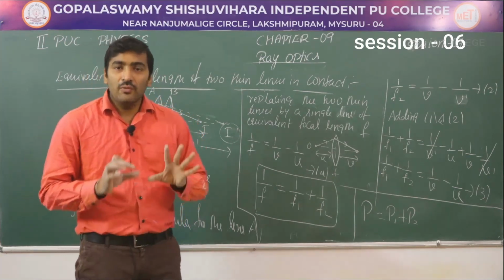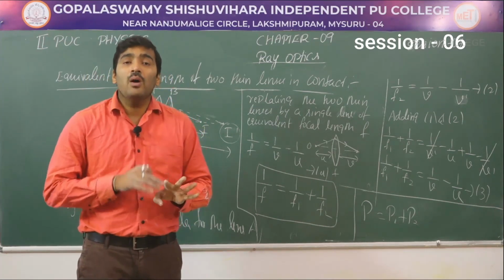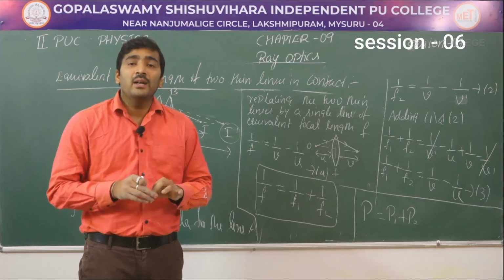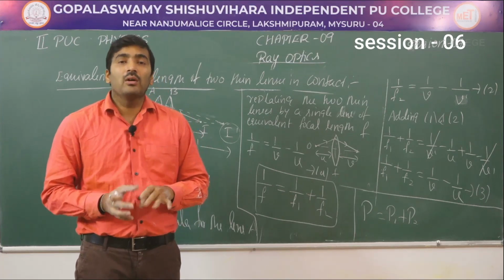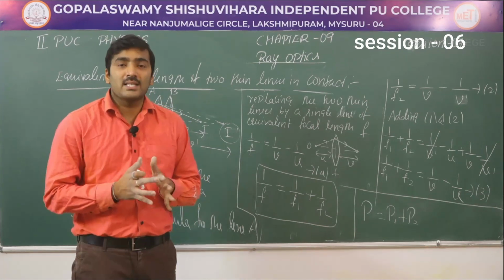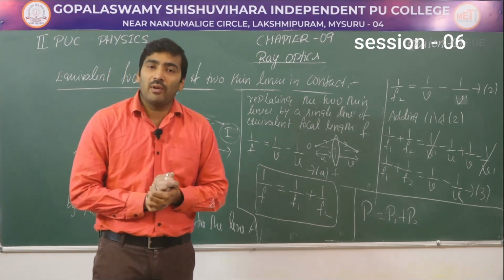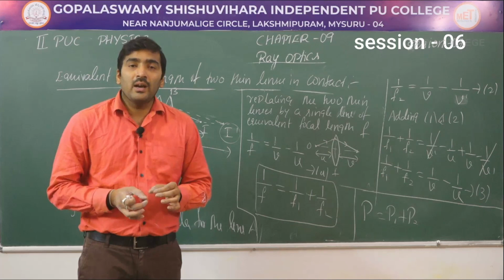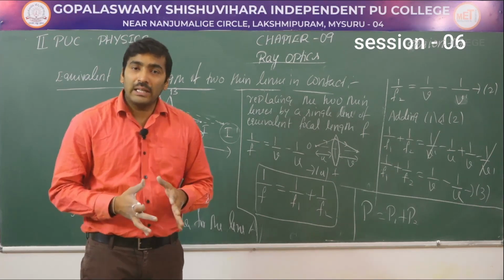Well, in this class we learnt about the thin lens formula, what magnification is, and then we derived an expression for the equivalent focal length of two thin lenses in contact and also the power of a lens. In our next session, we will be learning about refraction through a prism. Until then, thank you.